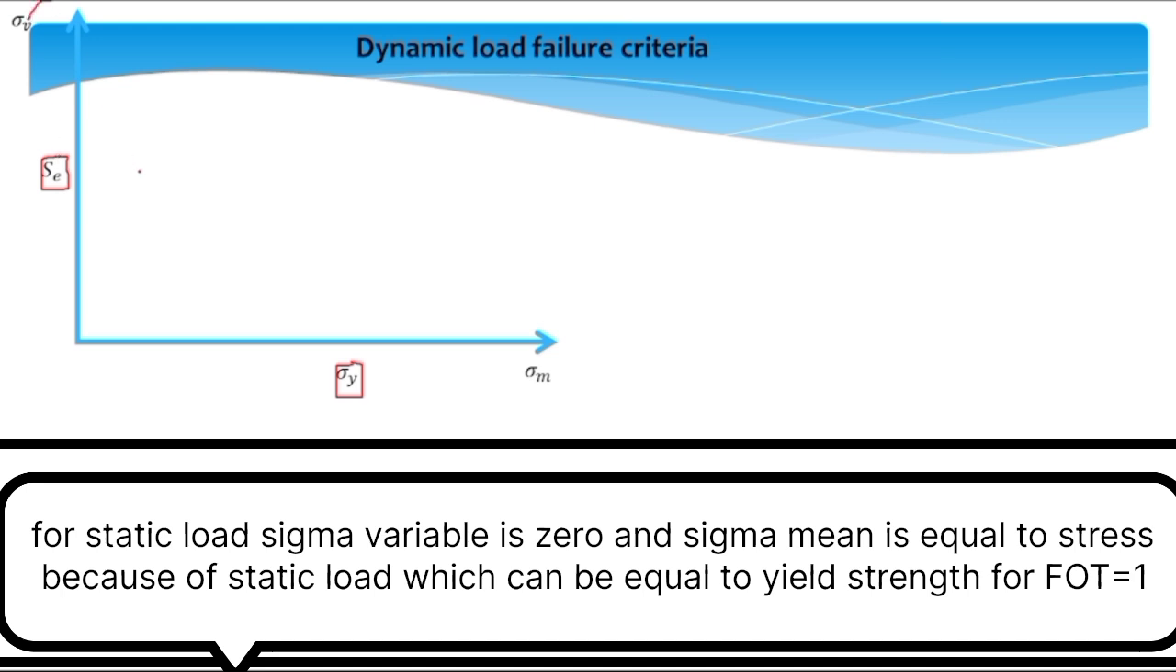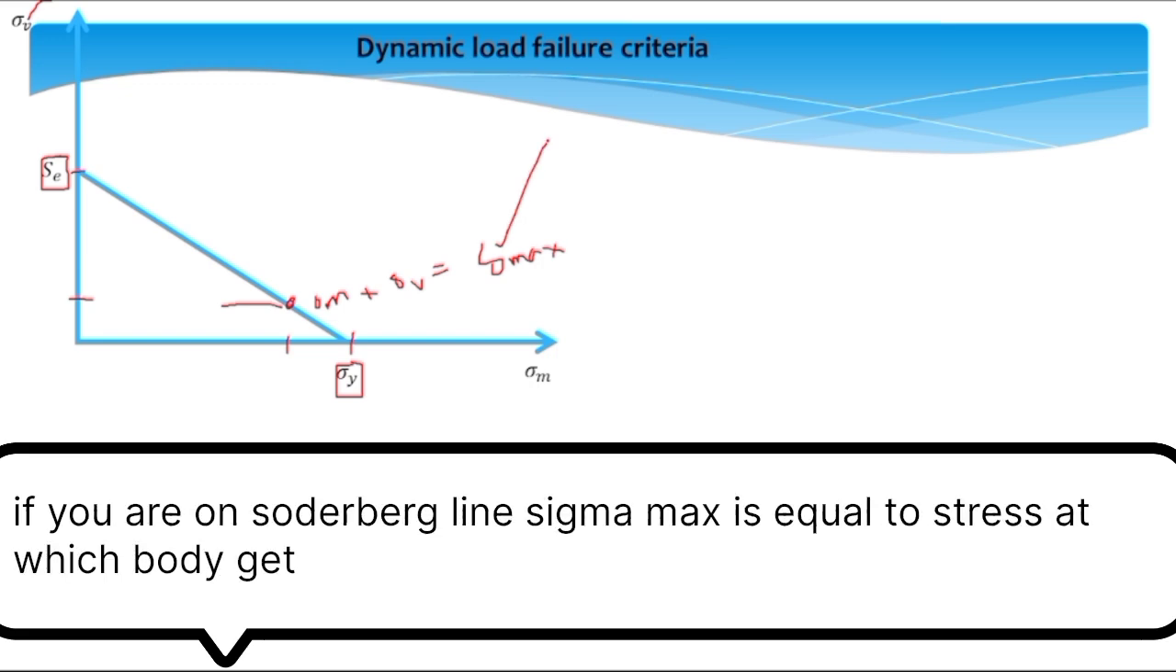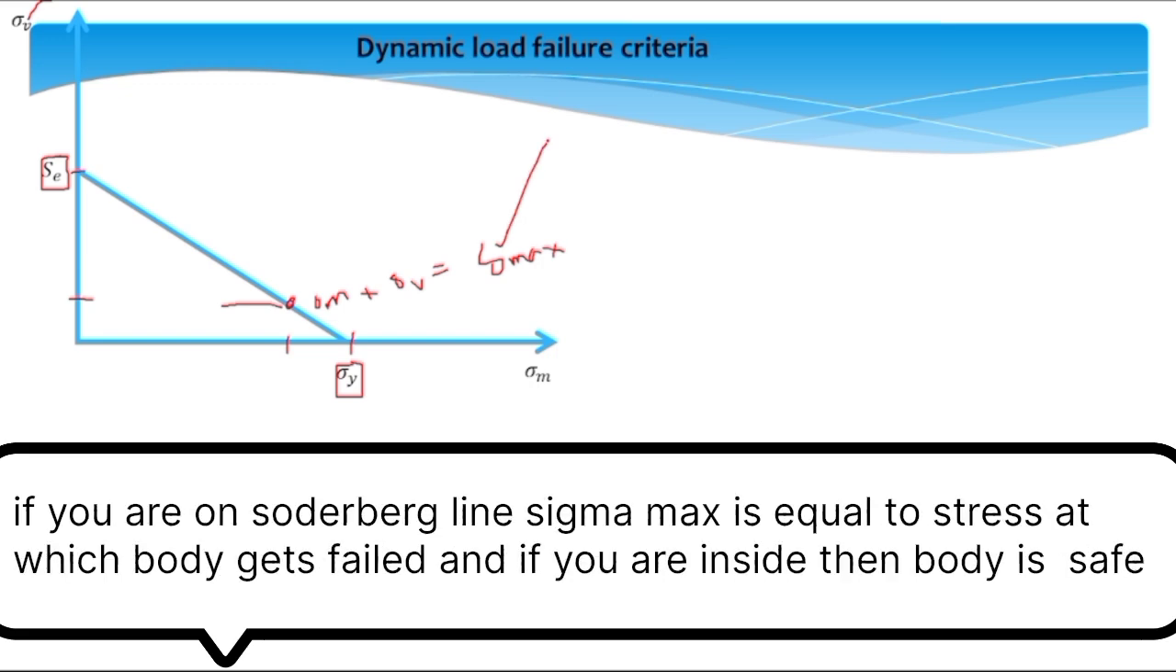So when you connect these 2 points, it will give you this line, and this line shows that if you are at this point, then if you add the value of sigma mean and this value sigma variable, that will be equal to sigma max, and this should be less than the value of the stress at which the body will fail. So this is Soderberg failure criteria.